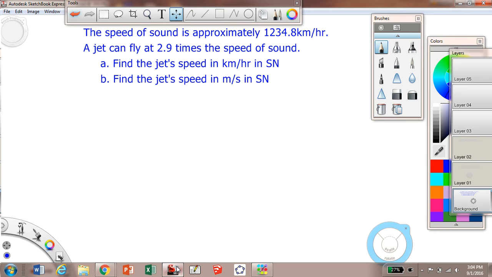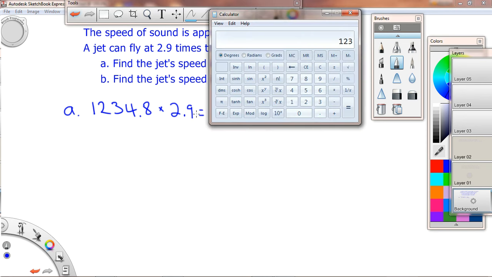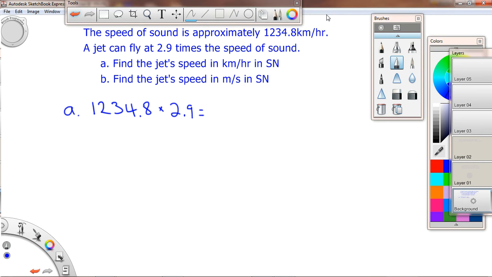So the calculation we'll be doing for A is we're going to be multiplying 1234.8 times 2.9. And I did say you could use a calculator for this, so we'll bring up our calculator. Times 2.9, and our answer is 3,580.92. Okay, so write that down.